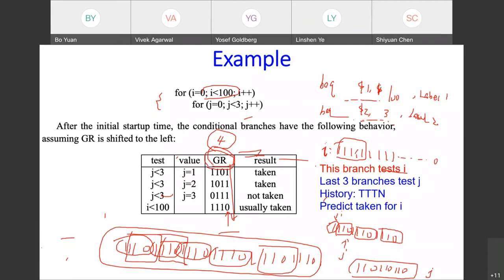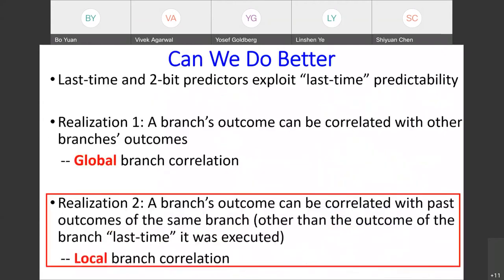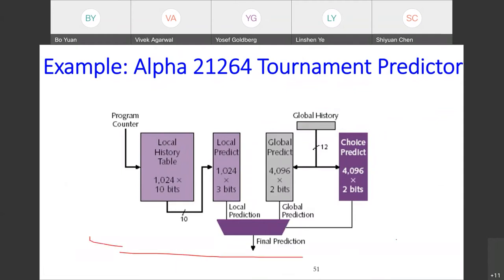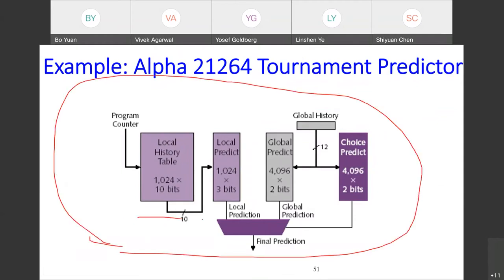Any other questions? Okay, so that's the reason we can typically use them together. Some branches are more predictable using local history, some branches are more predictable using global history, so we can merge them together. Actually, we can use a heterogeneous predictor. For example, this is one real world predictor. You can see that this real world processor's structure for the branch predictor uses both the global predictor and the local predictor, then works them together.